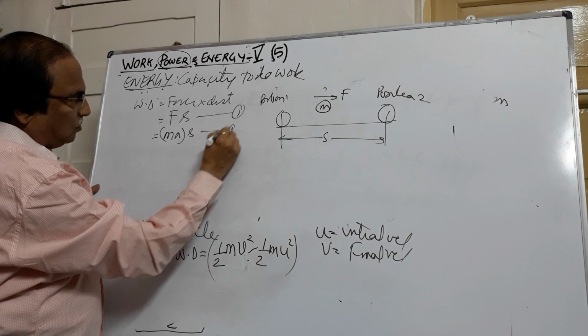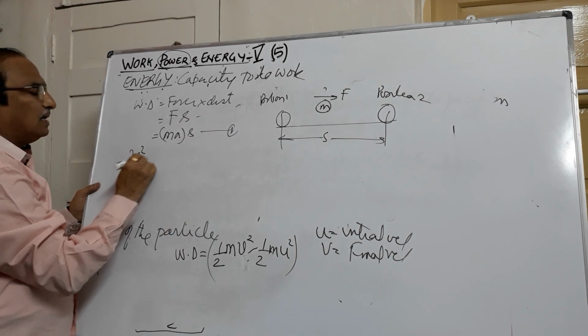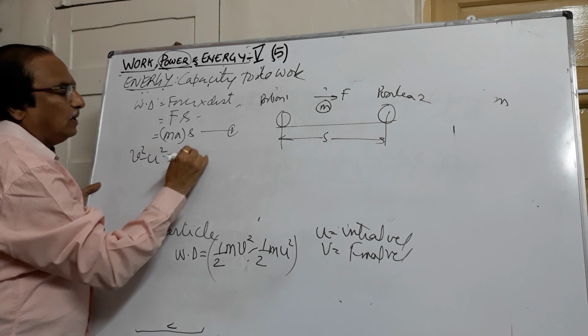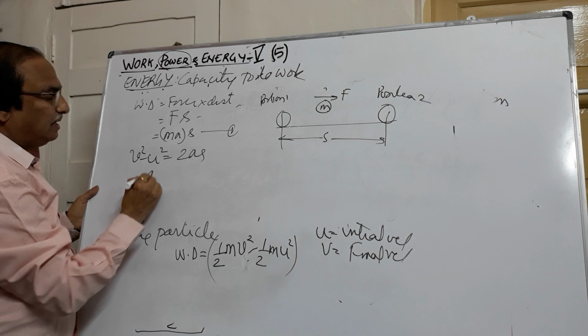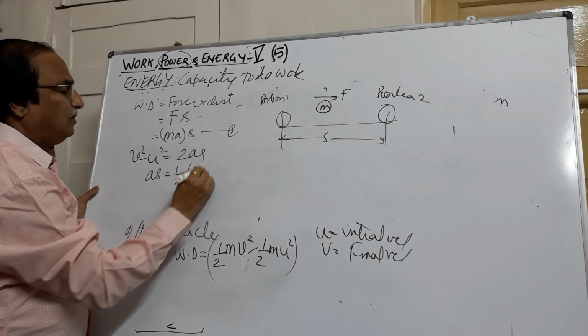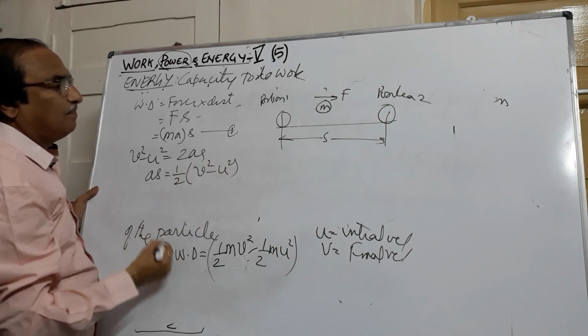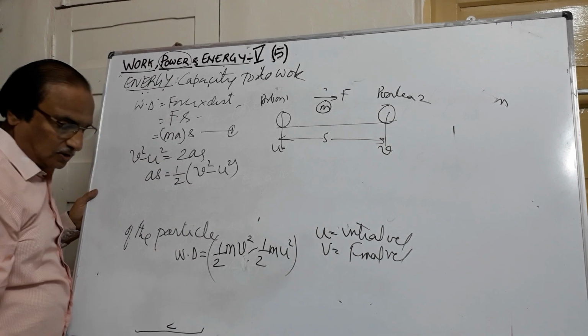If I call this 1, ma into s, we know v square minus u square is equal to 2as, and as will be equal to half of v square minus u square. So this is the initial velocity and here it is the final velocity.